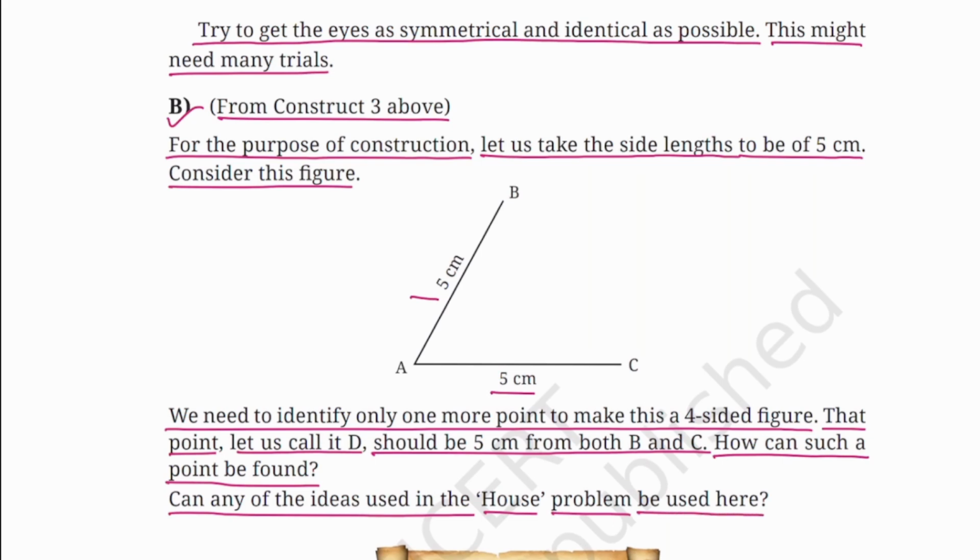Yes. From B and C, you can draw two arcs of length 5 cm each, like this. You will get a figure whose all sides are equal but corner angles are not equal to 90 degree. This type of figure is known as rhombus.